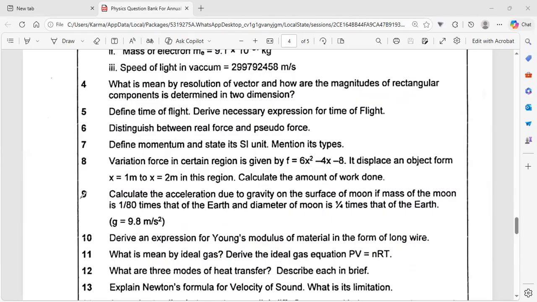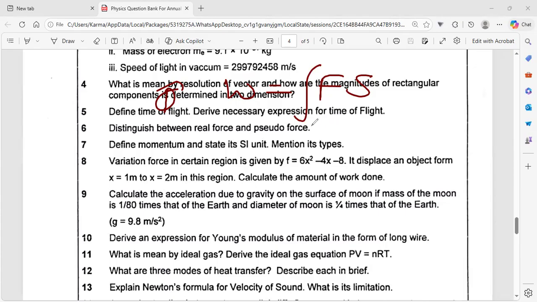The variation of a force in a given region is given. If it displaces the object from x1 to x2, find the work done. Work is equal to Fs, and you have to find the work. Now, I really do not know whether in maths they have taught the concept of integration.